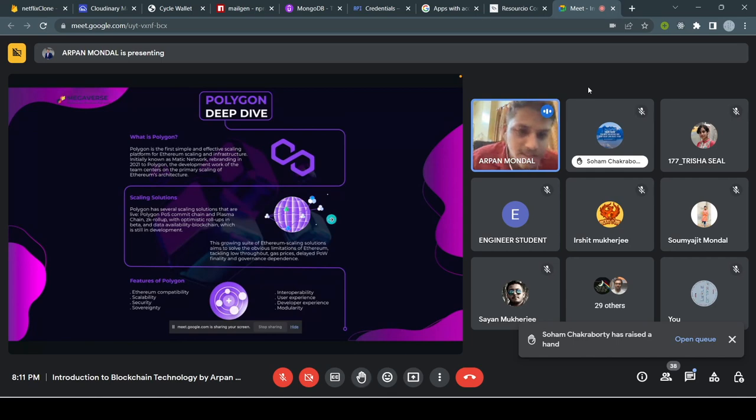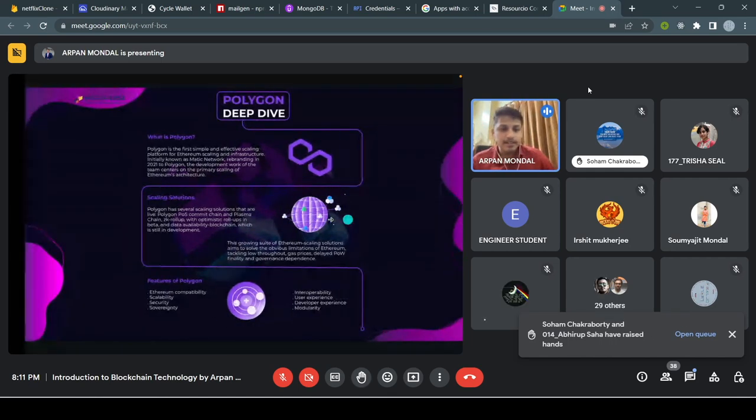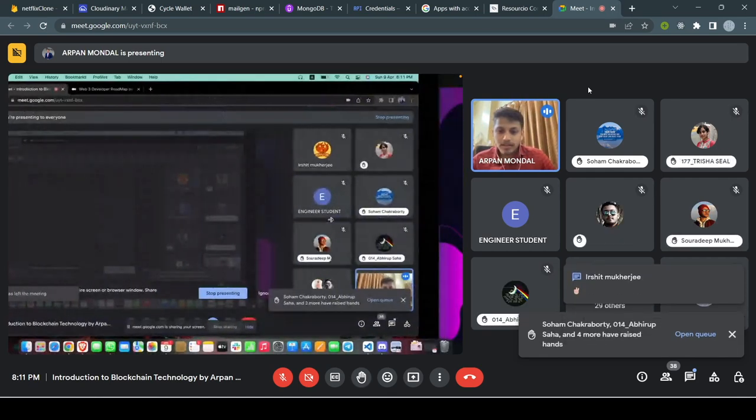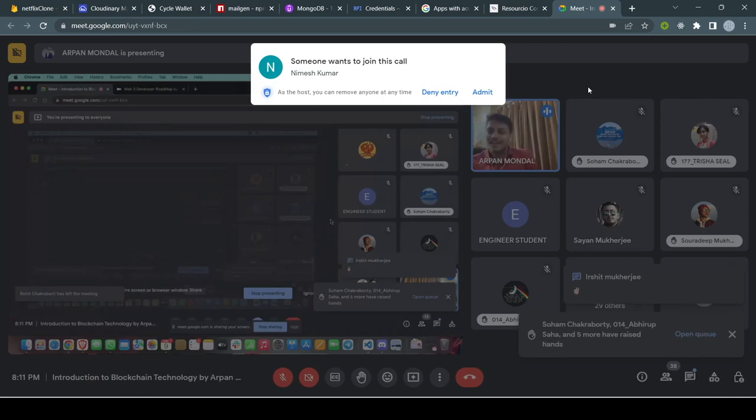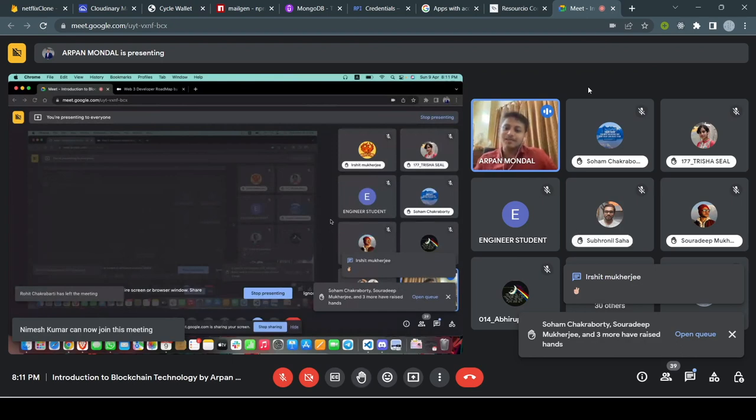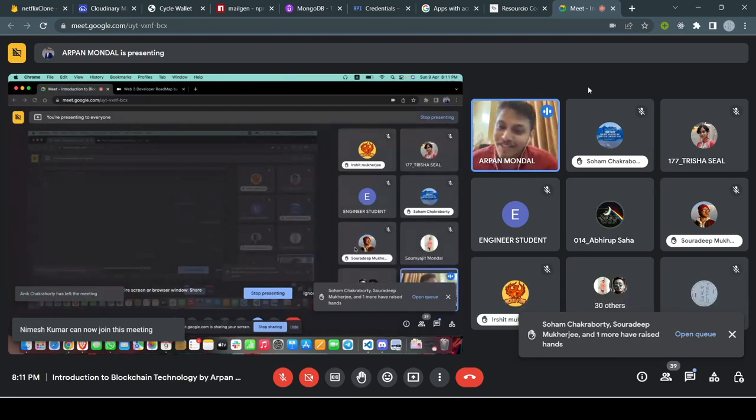How many of you know JavaScript, guys? How many of you know JavaScript right here? Okay. You are 50% blockchain developers, guys. Congrats to you. Congrats to everyone.